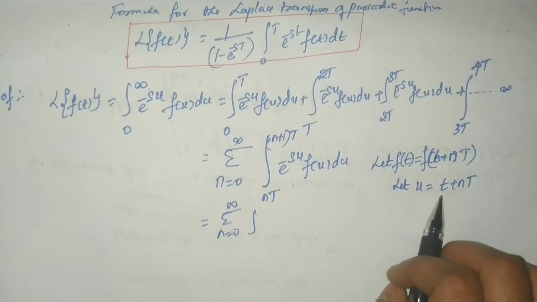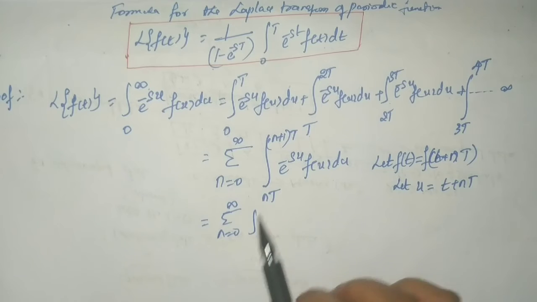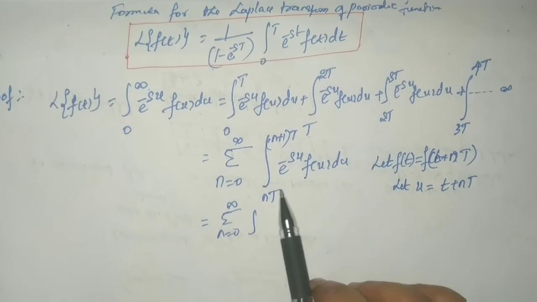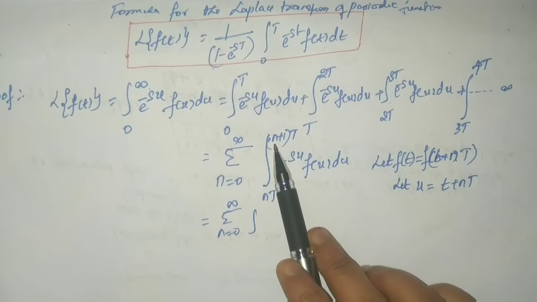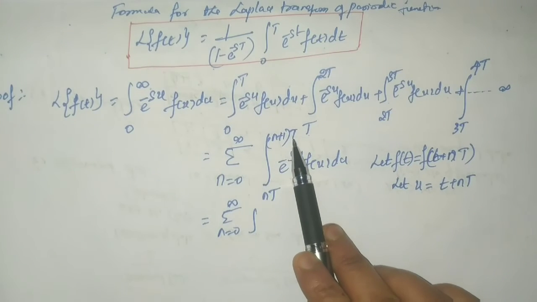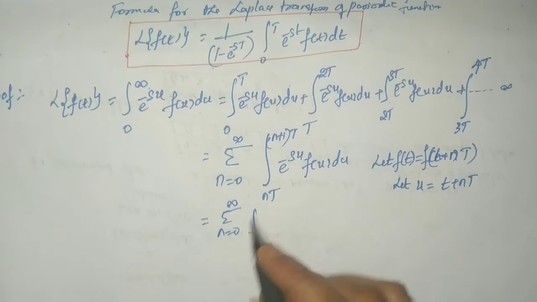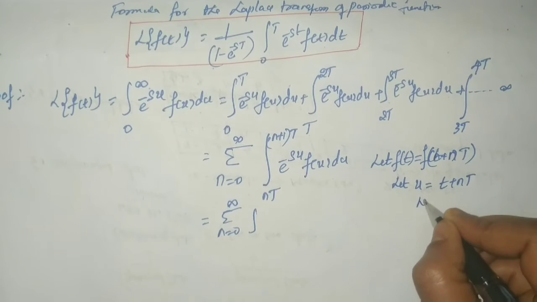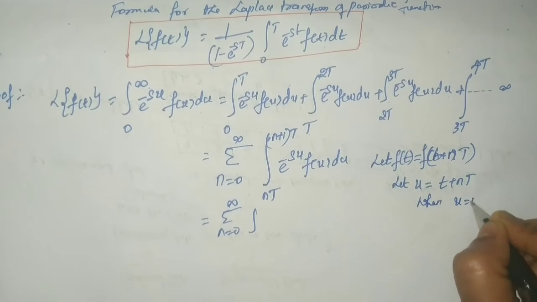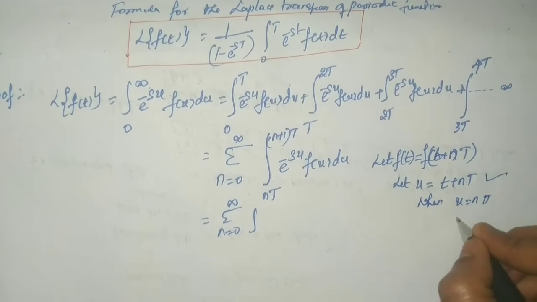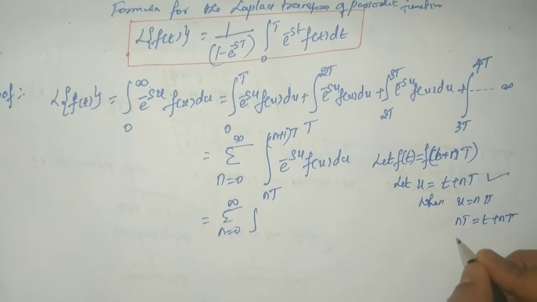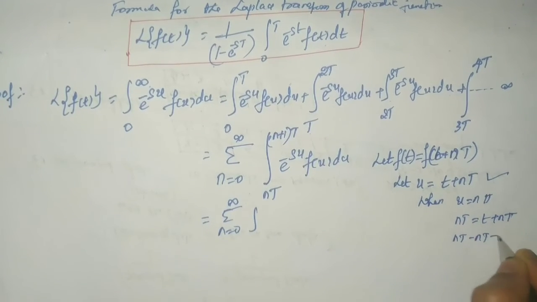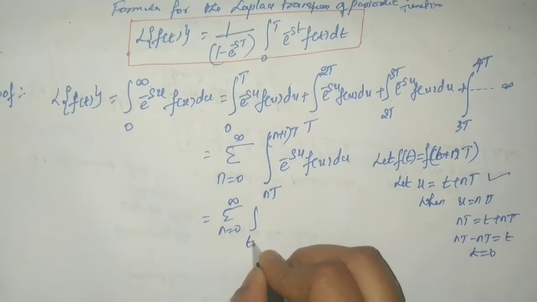Whenever we make some substitution for integration, make sure the limits are also considered. So here the limits are defined for u: nT for the lower limit and u is (n plus 1) into T for the upper limit. Kindly substitute it here. When u is equal to nT, substitute it here: nT is equal to t plus nT. So nT minus nT is equal to t. So the lower limit t is equal to 0.